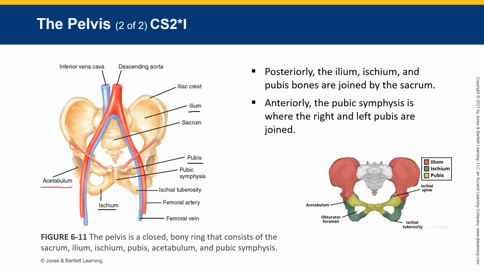Another important thing here is the pubic symphysis, which is right in the middle. This is the thing that separates in women during childbirth, but for the most part, for healthy, non-childbearing individuals, this should be intact and healthy.